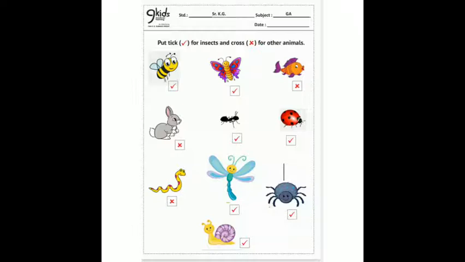Rabbit, we will put cross. Ant, insect, so we will put a tick in the box. Ladybird, ladybird is an insect, again a tick. Snake, no, snake is not an insect, so we will put a cross. Dragonfly, yes, dragonfly is an insect, put a tick mark. Spider, spider is an insect, again put a tick mark. Snail, yes, snail is also an insect, so again we will put a tick in the box.